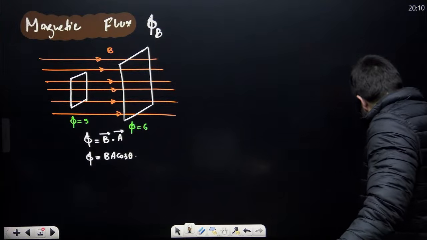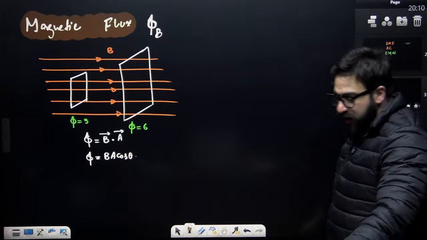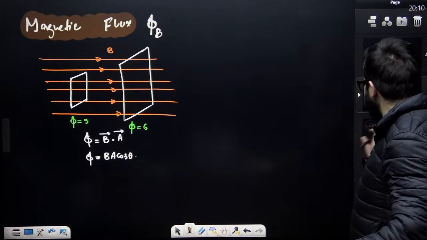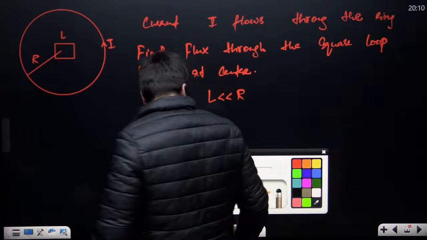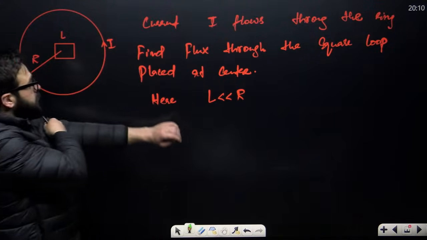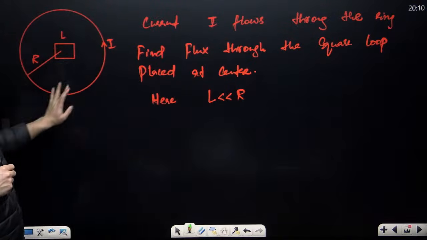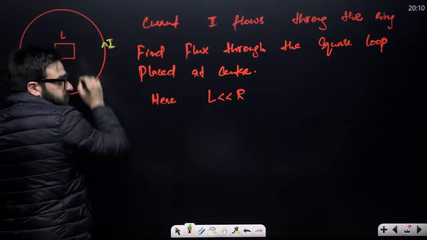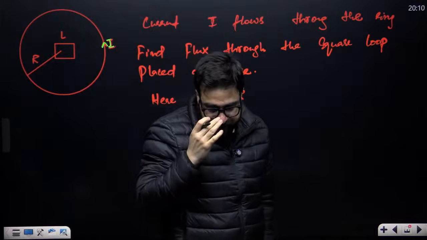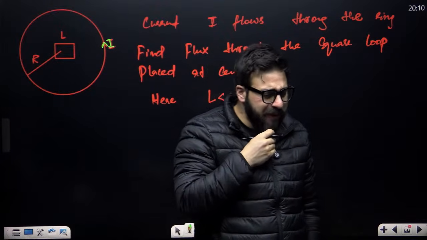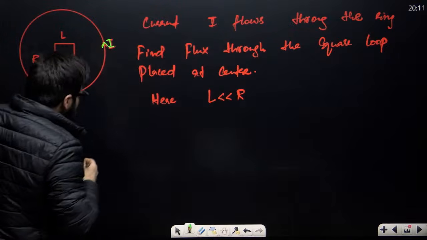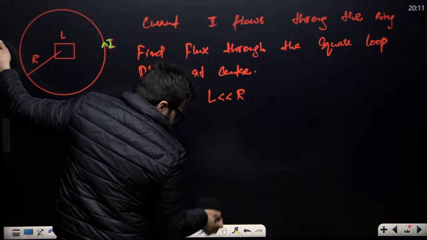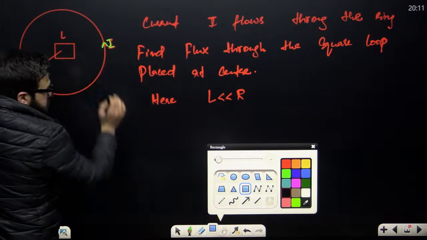BA cos theta. Now, my dear NEET aspirants, let's suppose we have a question over here. There is a ring placed over here. In this ring, current I is flowing. Now there is a square loop which is placed at the center.